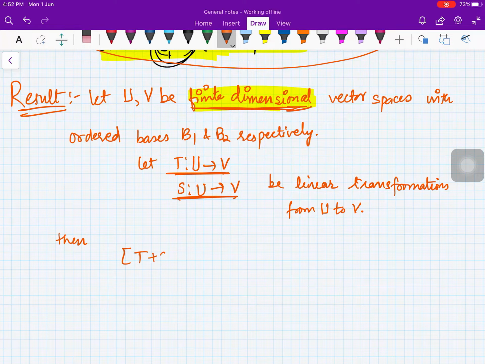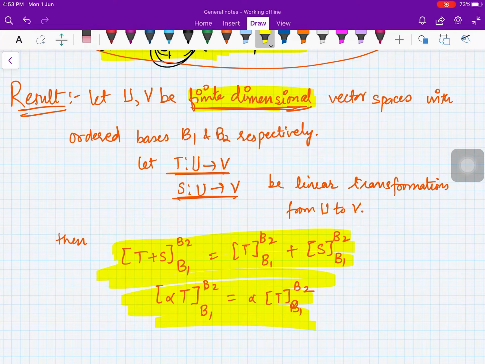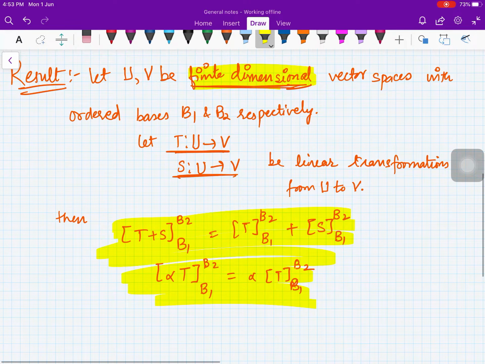then the matrix representation of T plus S with respect to bases B1 and B2 is the matrix representation of T with respect to bases B1, B2 plus the matrix representation of S with respect to bases B1, B2. And the second result says if alpha is a scalar, then the matrix representation of alpha T with respect to bases B1 and B2 is alpha times the matrix representation of T with respect to bases B1 and B2. So let us prove this result. This will make our life simple, as we will just add the matrices and scalar multiply the matrix to get the matrix for the sum and the scalar multiple of linear transformations.